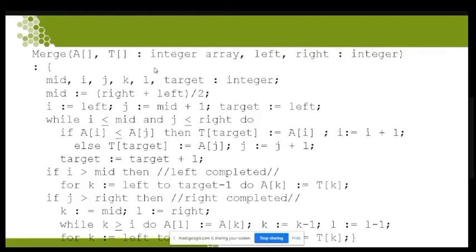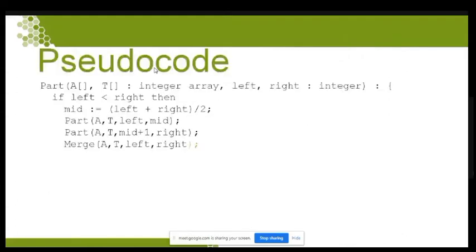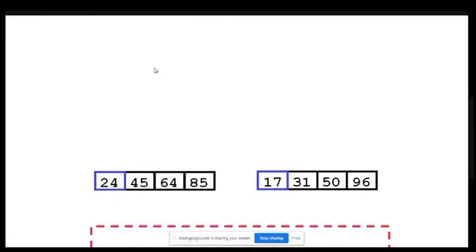I is equal to left, that is, I have told you, right? So this is left. J is equal to mid plus 1. What is mid? 85 is supposed to be your mid. What we got? 8 elements. 0 plus 8 by 2, which is equal to 4. So the fourth element is 85. So that becomes your mid. So mid plus 1 is 17. 17 and 24 are getting compared.